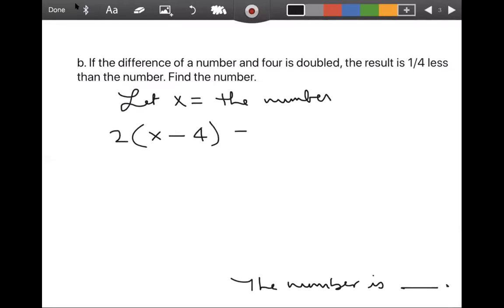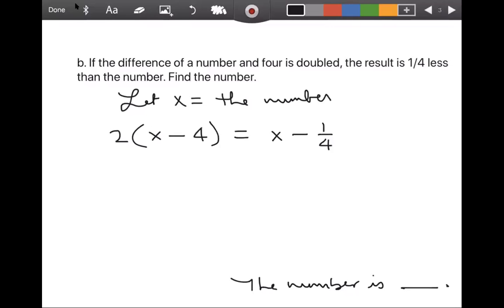The result is 1/4 less than the number. So less than is another one of those phrases that you have to be careful with. Forget about 1/4 and a mystery number. Think about, I don't know, 5 and 11. If I say to you, the result is 5 less than 11, does that mean 5 minus 11, or does it mean 11 minus 5? It means 11 minus 5, right? So less than is a phrase like subtract from, where it messes with the order. So that's going to go x minus 1/4.